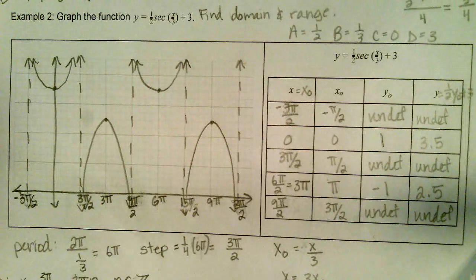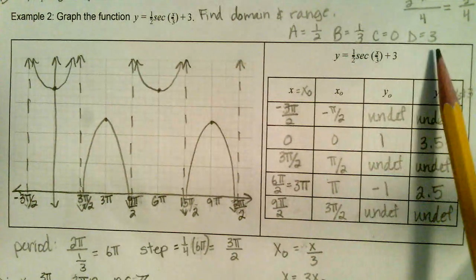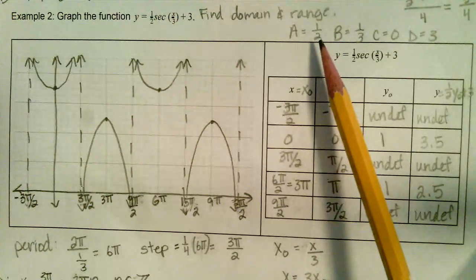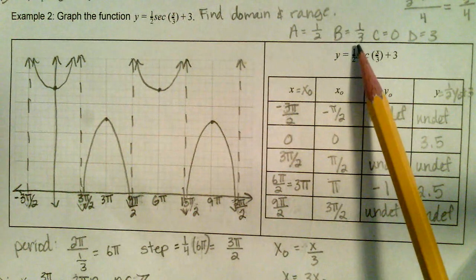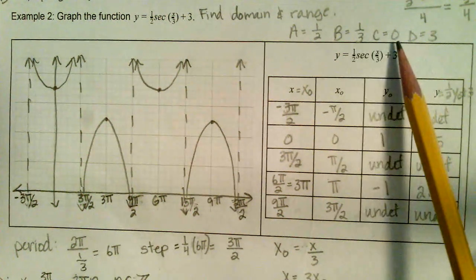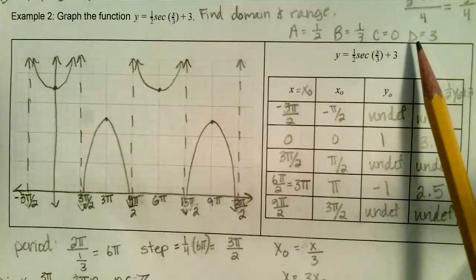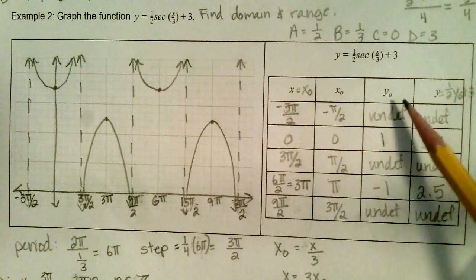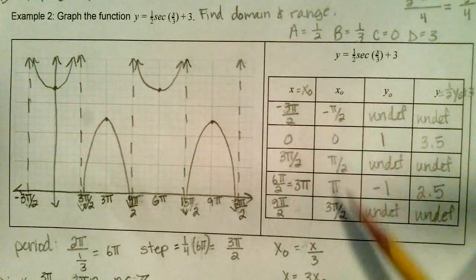Our next graph is of the secant function. Again, I always try to look at my A, my B, my C, and my D. So I am seeing that I am going to have a vertical shrink by a factor of 1/2. Since my B is less than 1, that means my graph is going to be stretched horizontally. I have no phase shift, and I should move my graph up by 3 units. So again, my initial values, these are what we derived yesterday. So I put those into my table.